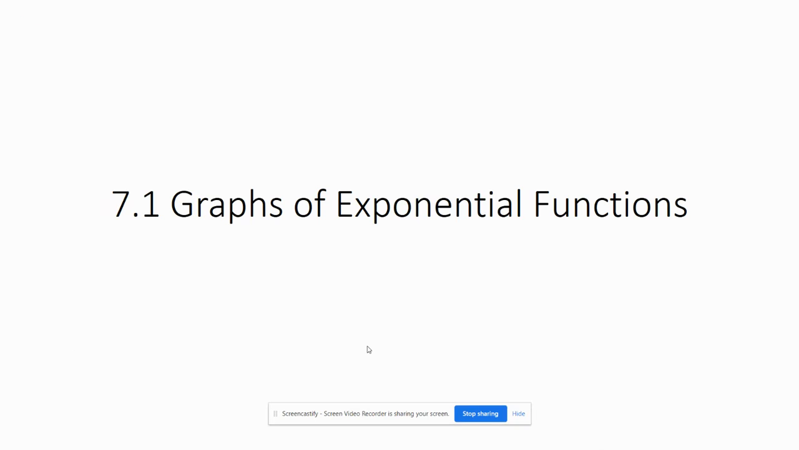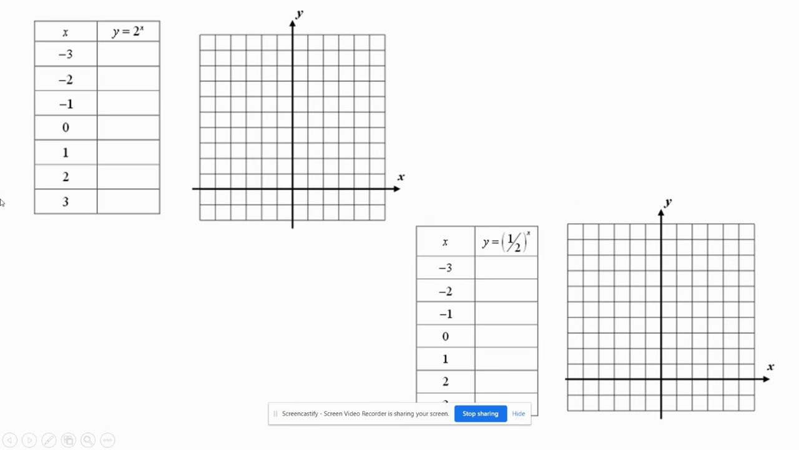So in this video, I'm going to take you through graphs of exponential functions. I'm just going to make a table for this equation, y equals 2 to the power of x, and it's probably easiest to start with 0. When we plug in 2 to the 0, we get 1. Anything raised to the 0 power is 1. So now we're just going to plot that point, (0, 1), and see what this function looks like.